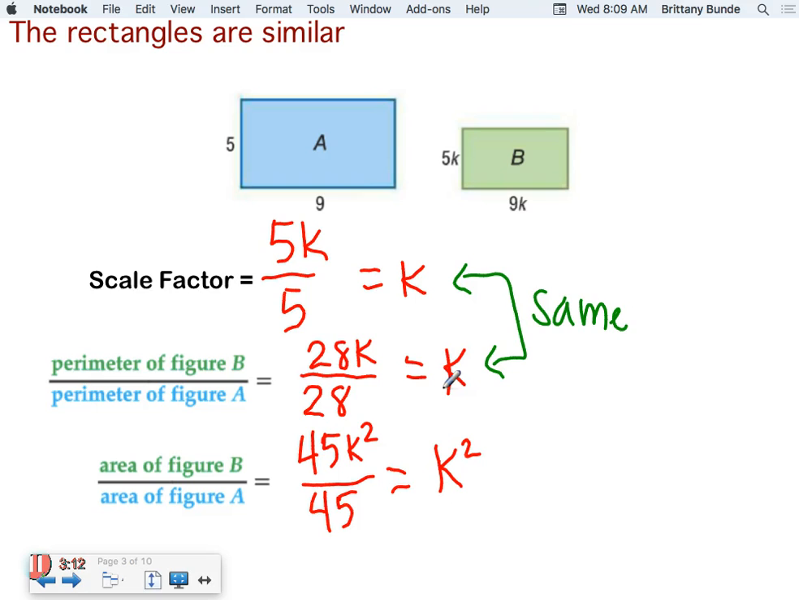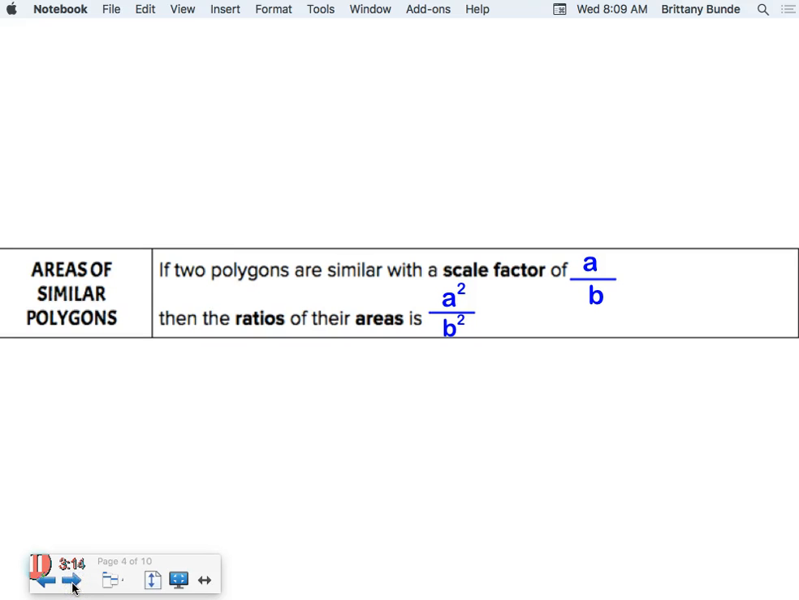Perfect. So that is really what we're doing today. If we fill in this blank, two polygons are similar with a scale factor of A over B, then the ratio of their areas is A squared over B squared. Kind of a nice way to end the chapter. Very easy.